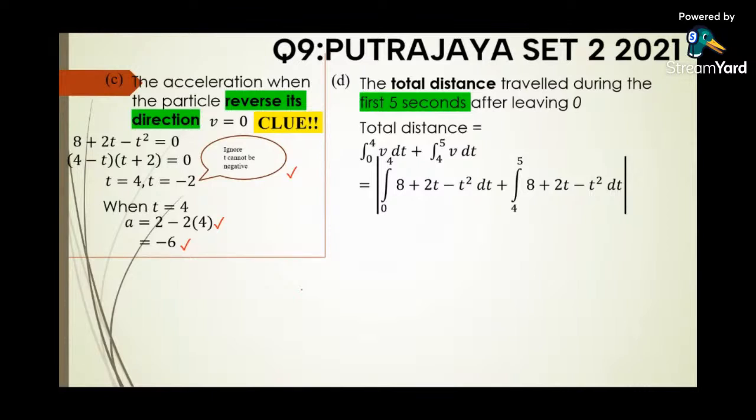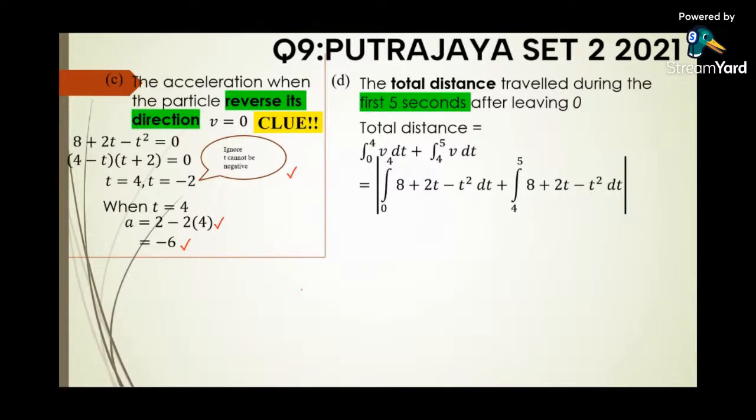Okay, settle Putrajaya set 2. Where are the marks? Okay, the mark is there. Siap, 3 marks. Okay kan? Okay. Let's go to Perlis.